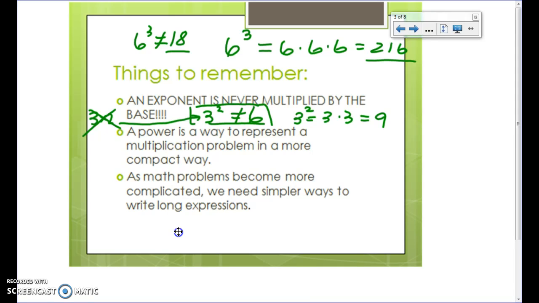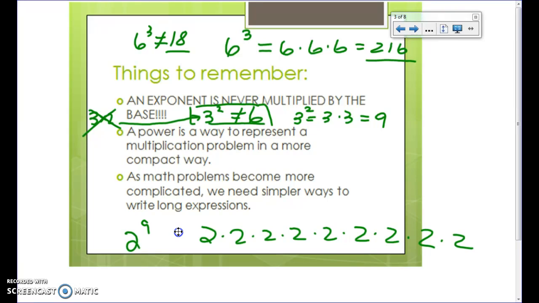A power is just a way to write a big long multiplication problem in a smaller, more compact way, because as the years go on, the equations and the expressions get bigger, or the numbers get bigger. And instead of writing 2 times 2 times 2 times 2 times 2, it just gets redundant. I'm going to use 3 lines of my paper just writing the problem down. So a better way to write that would be 2 to the 1, 2, 3, 4, 5, 6, 7, 8, 9, ninth power. It's much easier to write down.